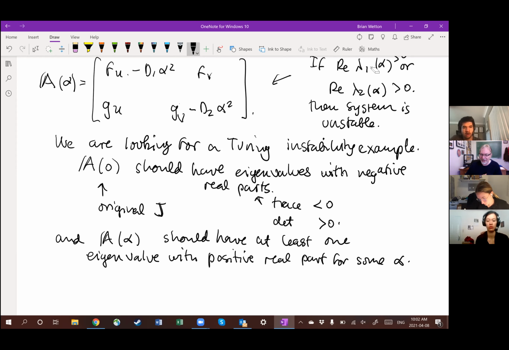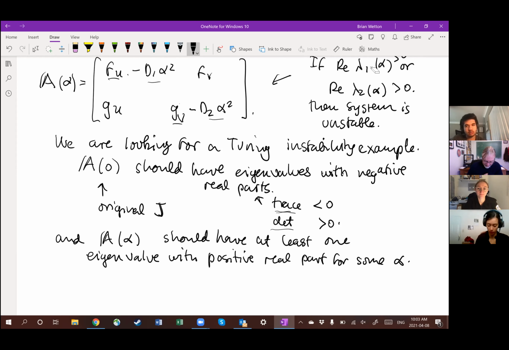Maybe this is something hard to do while listening, but hopefully this will be clear. If F_U and G_V are both negative, well, that gives me a trace less than 0. But if they're both negative and I subtract stuff, then the trace will stay less than 0. And I'm just multiplying two negative numbers together that are getting more and more negative, so I'll just keep the determinant positive. So if F_U and G_V are both negative, you can't make it go unstable with alpha.